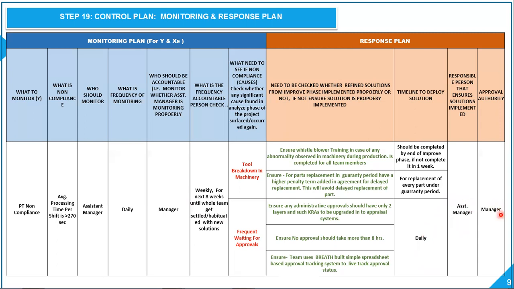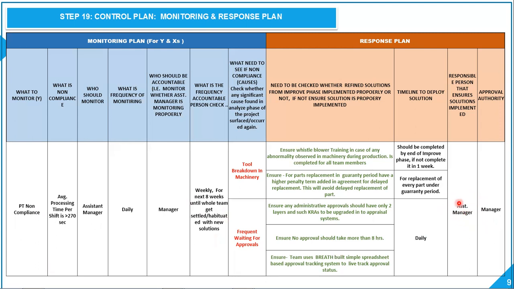And again, the approver, in other words the accountable person, is the manager. So by the end of the day, the manager is accountable for the successful stability of PT non-compliance, or stability of processing time performance. In that case, he will ensure that the assistant manager does his job properly.